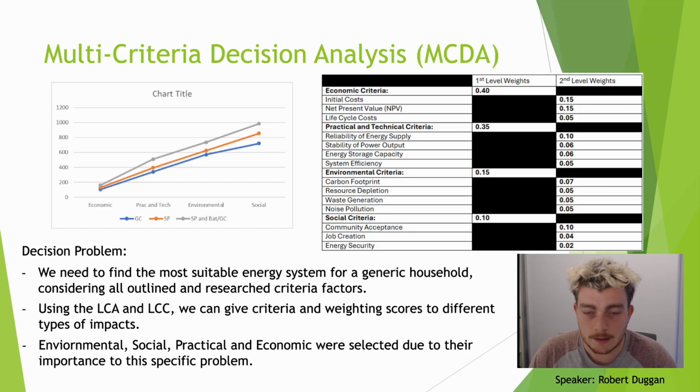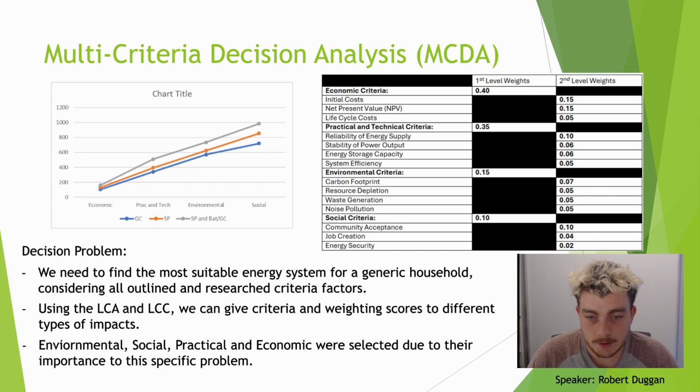So now for our multi-criteria decision analysis. Basically, this method helps weigh different factors to make complex choices using criteria. We considered our three options as discussed before, which is the grid connected, the grid connected with solar panels, and then the solar panels with battery storage as our third option. We evaluated these based on economic, practical, technical, environmental, and social criteria, with economic factors like cost given the highest importance. Each option was scored.